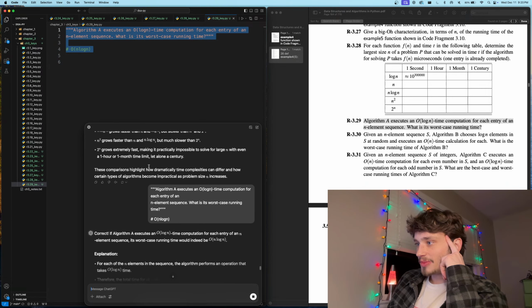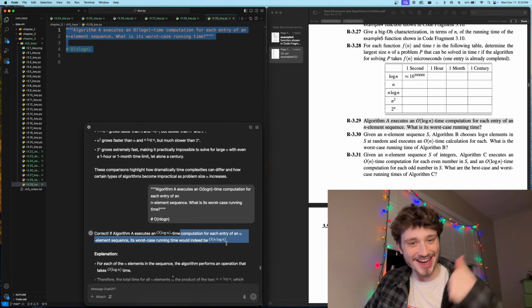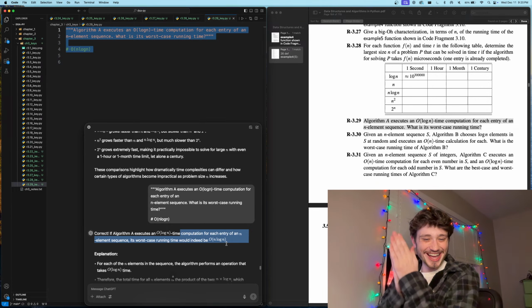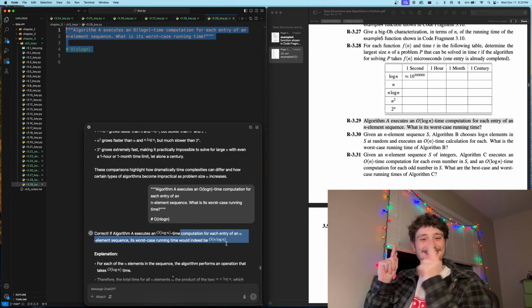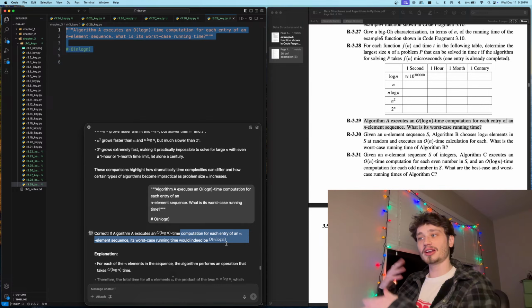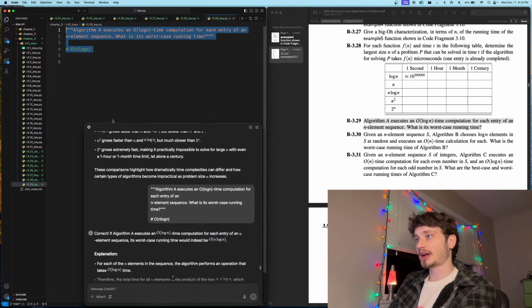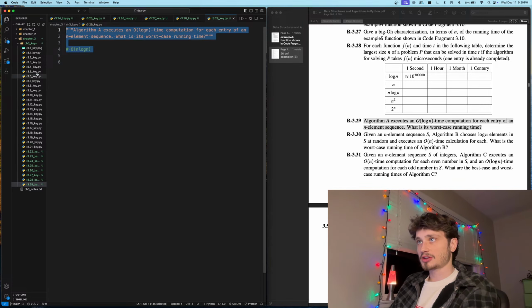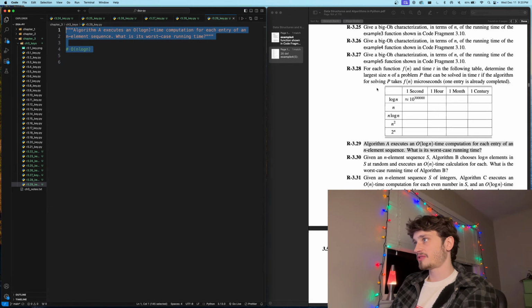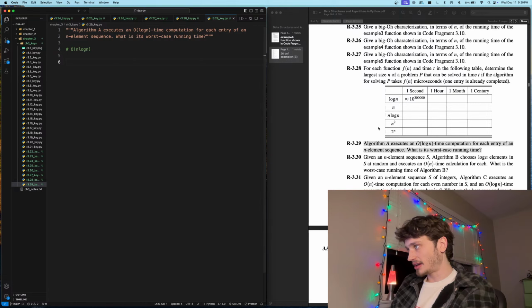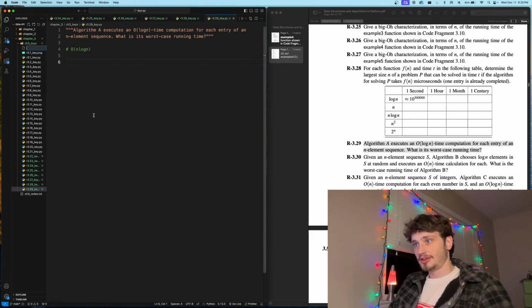Correct. If an algorithm executes at O log n time computation for each entry n element sequence, its worst case running time would be indeed O n log n. Woo! We are getting this, guys. This is really starting to hit home here. We are getting a lot of practice. 29 problems worth of practice here over like 20 pages of material. It's a lot. We're getting it here. Good job, Theed. You got that one too with me.